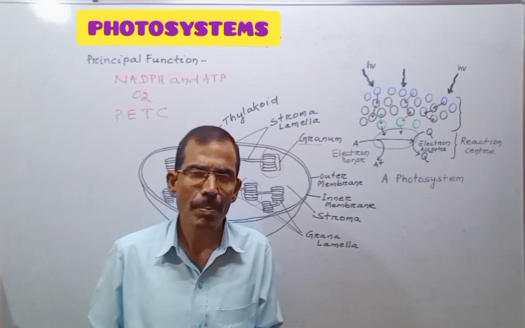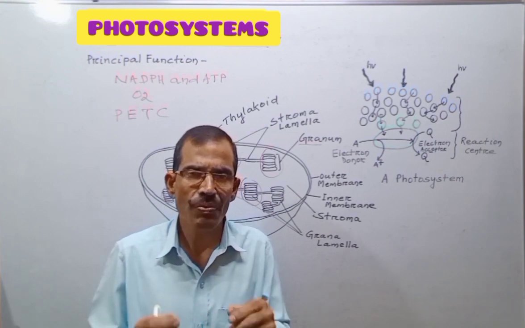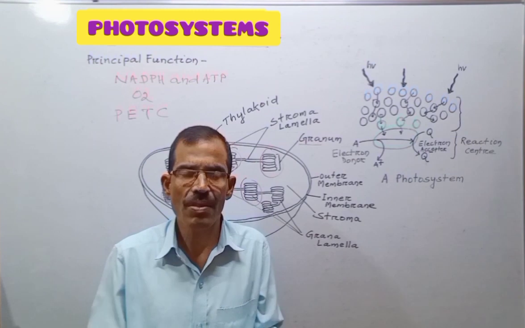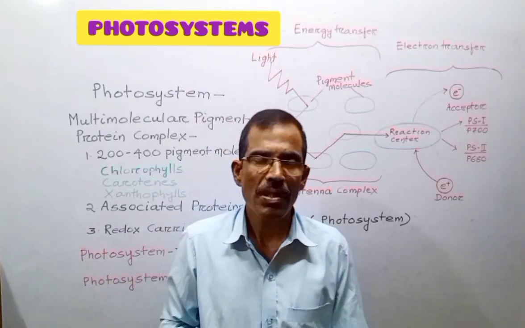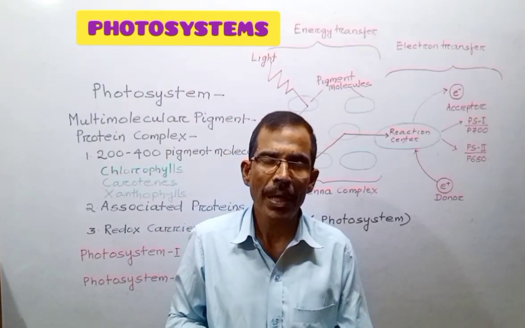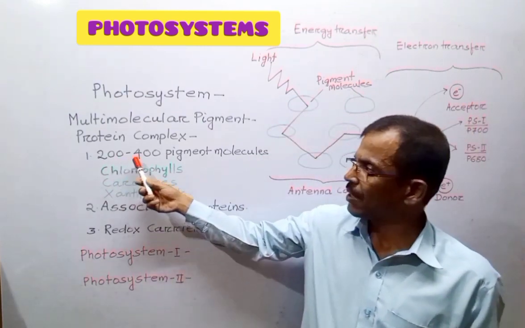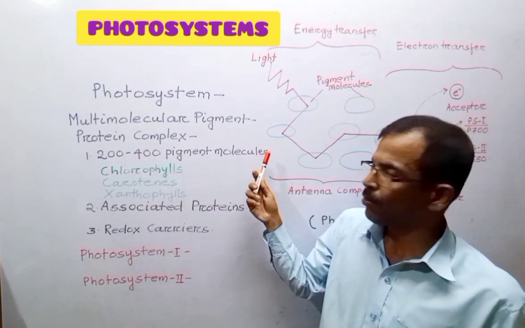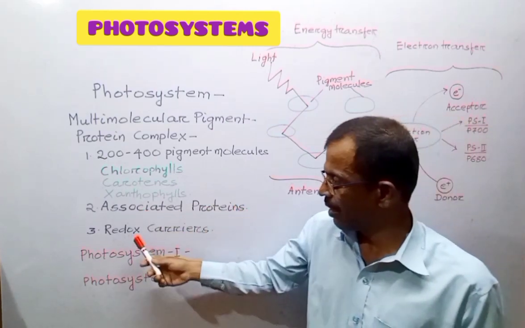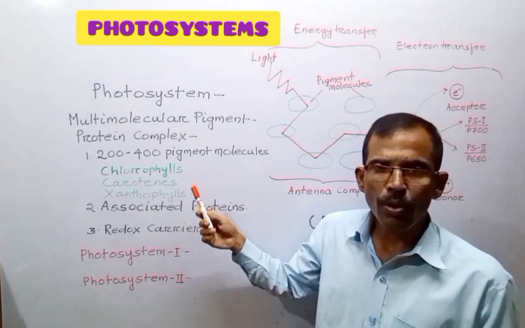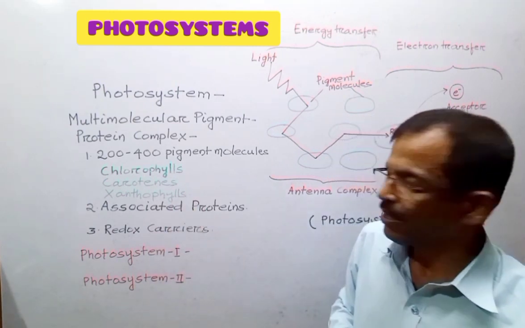In the thylakoid membranes, various pigment molecules along with associated proteins form functional sets or clusters called photosystems or pigment systems. Photosystems are multimolecular pigment protein complexes consisting of, number 1, approximately 200 to 400 pigment molecules, number 2, associated proteins, and number 3, redox carriers. The pigment molecules include different types of chlorophylls, carotenes, and xanthophylls.